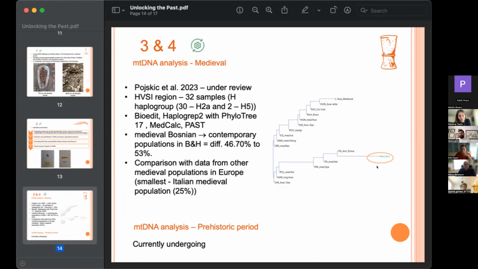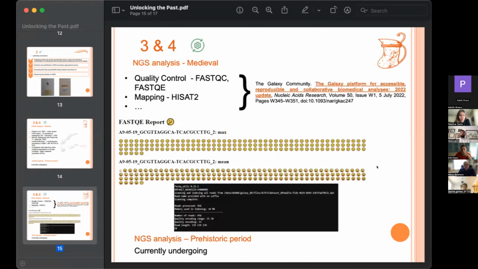Of course, this does not mean that we have much similarities with Italian and Spaniard medieval populations, but to emphasize the fact that the medieval Bosnian population was a very close population, and that the genetic influx of other populations was not so emphasized. In regards to the mitochondrial DNA analysis from prehistoric period, that process is currently undergoing.